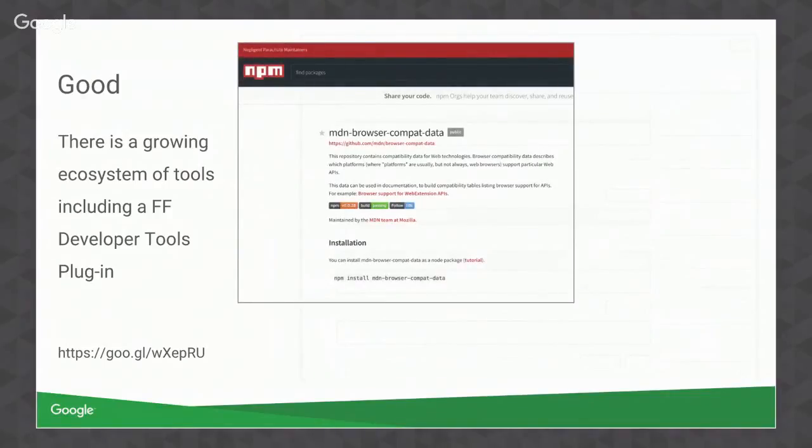The shortened URL there at the bottom takes you directly to the list of those, but among them is an MDN project. It doesn't have much direct functionality itself. This is more of an API for accessing the data in whatever tool you want to build. And some of the other tools actually use this NPM tool under the hood.